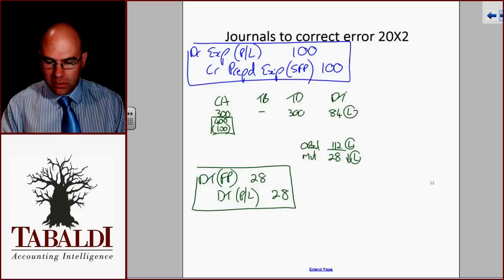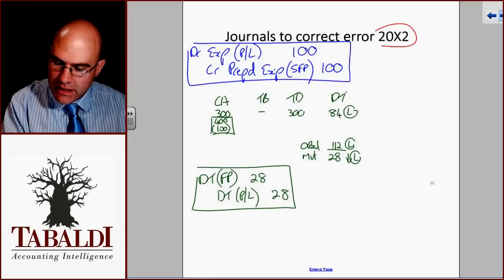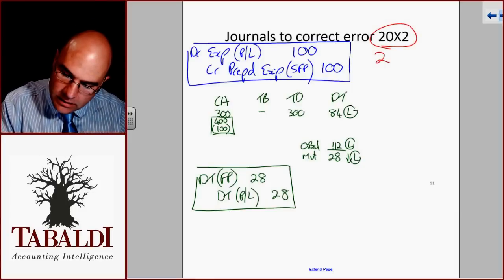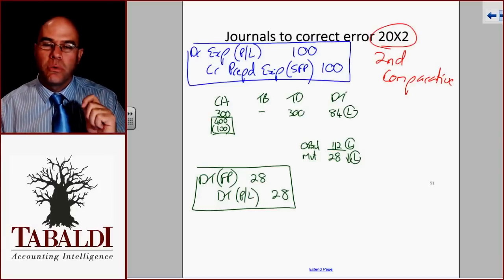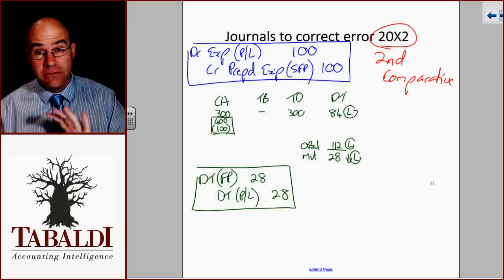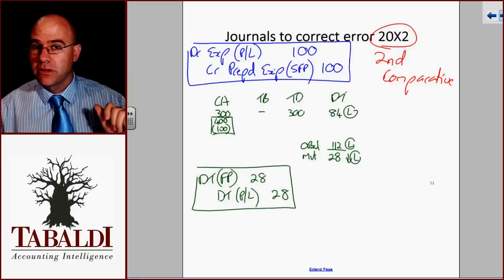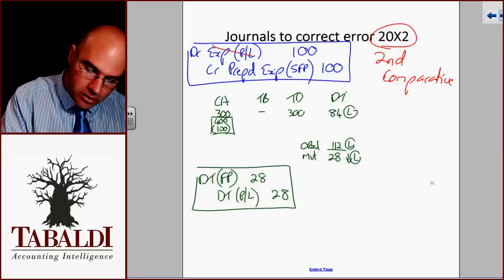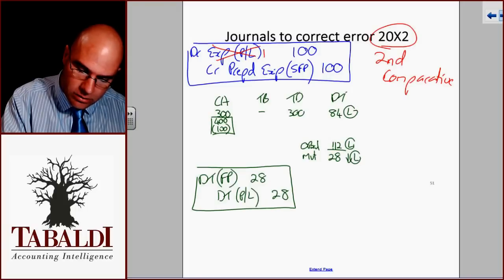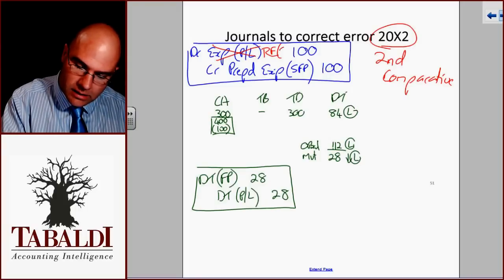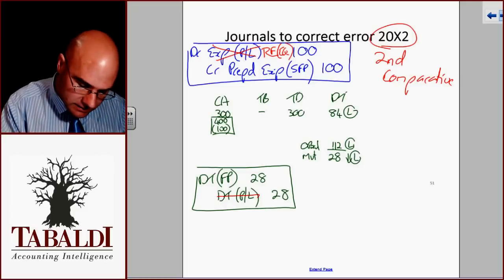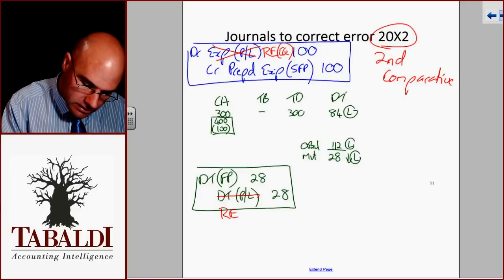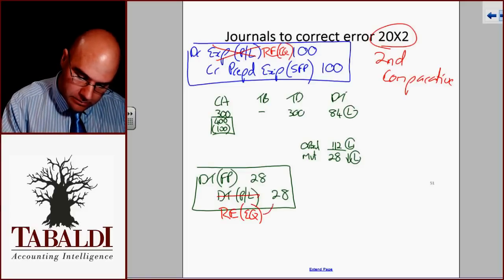Okay. Now, along with that, I just need you to understand that in 20x2, that is the second comparative, right? The second prior year. I do not have to restate the statements of profit and loss. I have to restate the statements of financial position, but not the profit and loss. So I'm not going to take that to expense. I'm going to take that to retained earnings equity. And then the deferred tax is not going to go to deferred tax expense. It's going to be retained earnings equity, being 28.